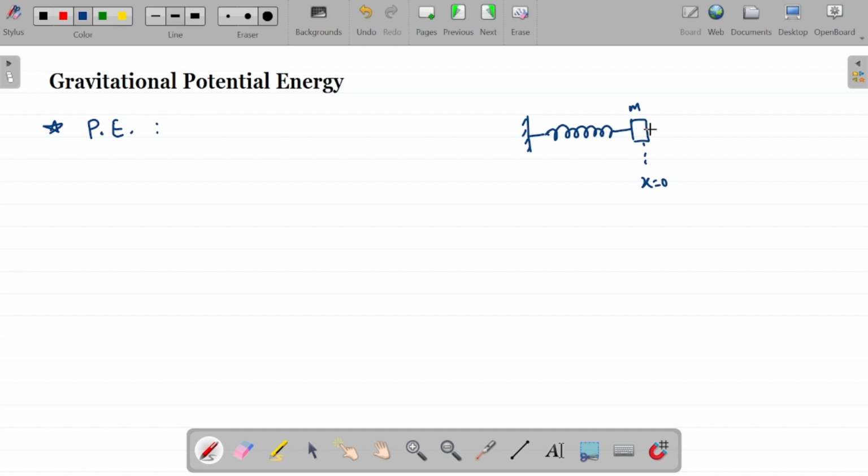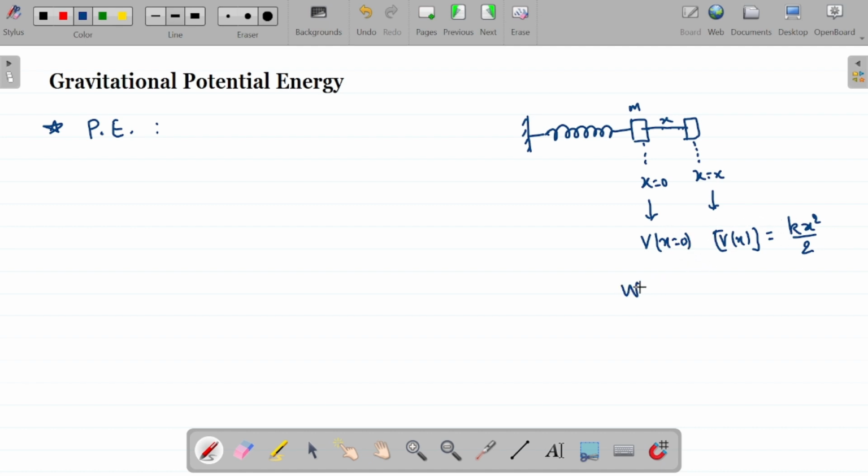Now if an external force acts on this block and displaces it from here to a new position, let's say x equals x, so the displacement is x, there will be elongation in the spring, and due to this new configuration there will be potential energy. If we choose the natural length position as the zero of potential energy, then at the new position V(x) will be kx squared by 2. We have seen such a thing already.